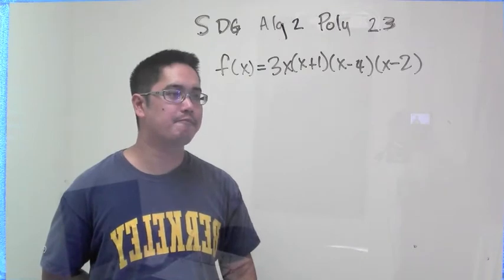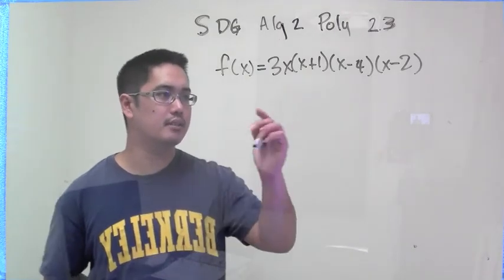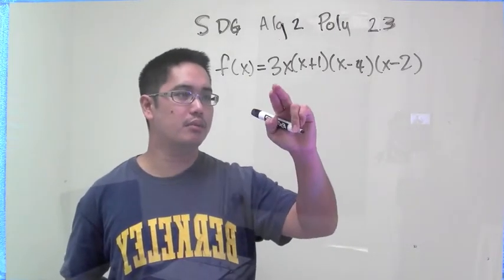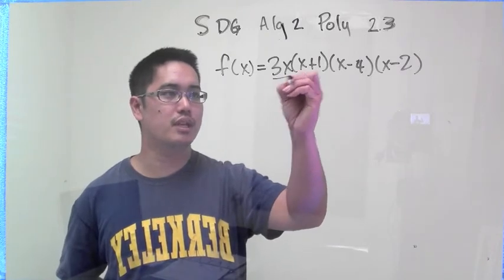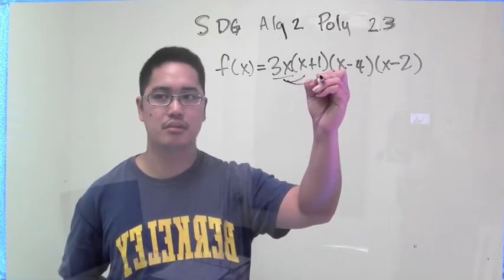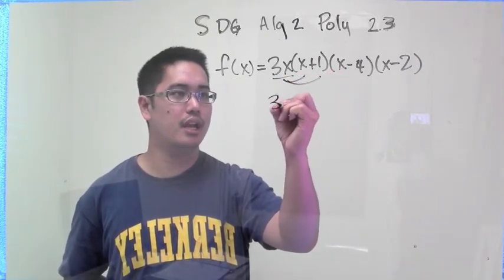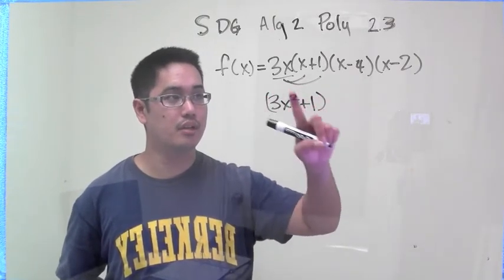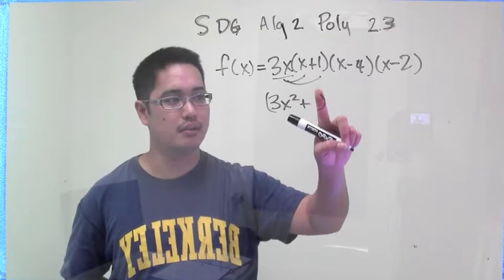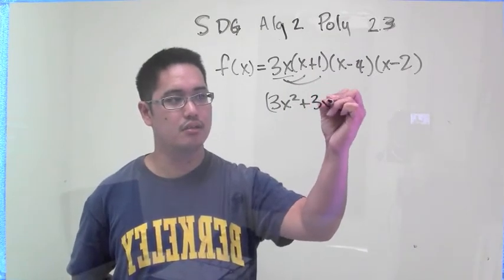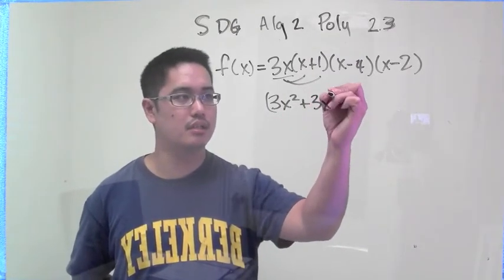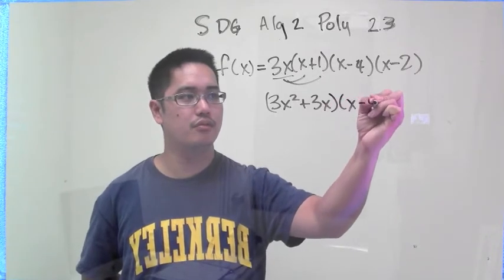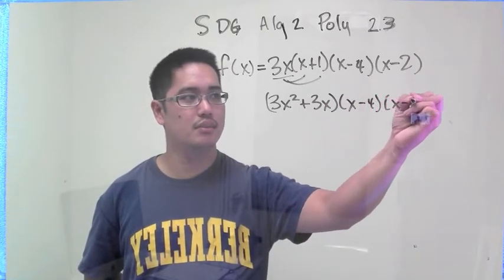Alright, really, let's multiply everything out. So what I'm going to do is distribute this 3x into here. So I've got 3x squared plus 1. Or, no, I'm sorry. If I multiply that by 3x, I end up getting a 3x there. So it's 3x squared plus 3x times x minus 4 times x minus 2.